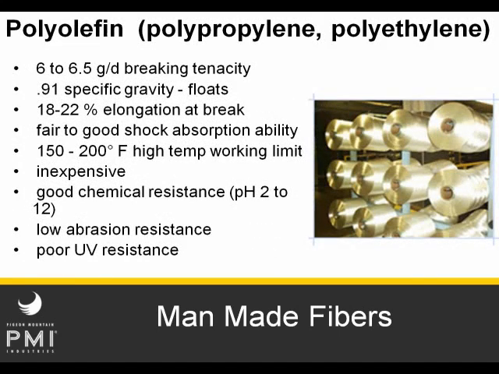Polypropylenes are seldom used in life safety applications, with the exception of water ropes. Polypropylenes have a very low breaking tenacity by comparison to nylons and polyesters, but they do float. They're very stretchy, so they have a pretty good shock absorption capability, but they have a very low high-temperature working limit. So the poor abrasion resistance, the poor UV resistance, and the low strength make polypropylene a pretty poor choice for life safety applications where your life really is hanging in the balance.